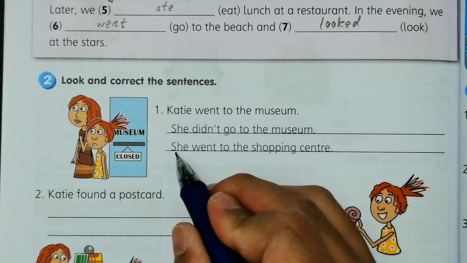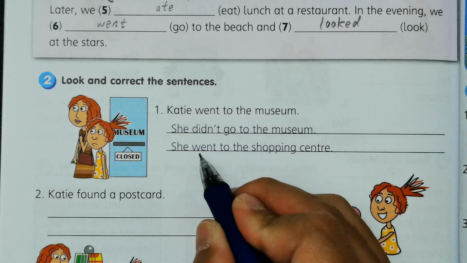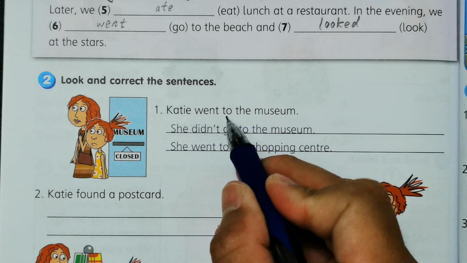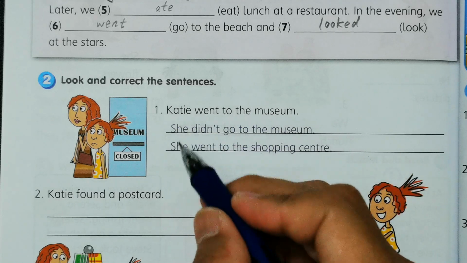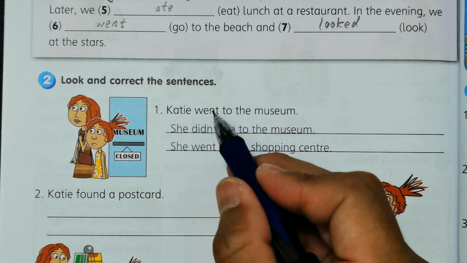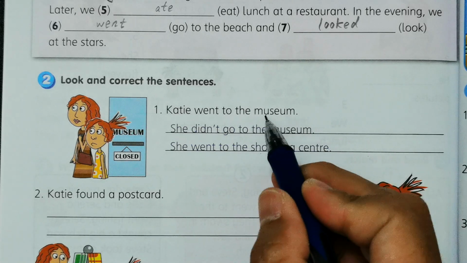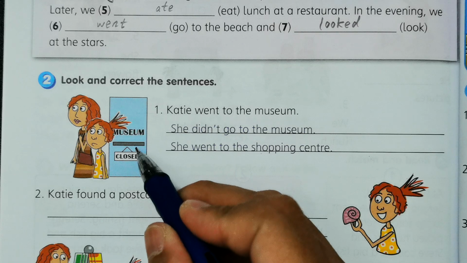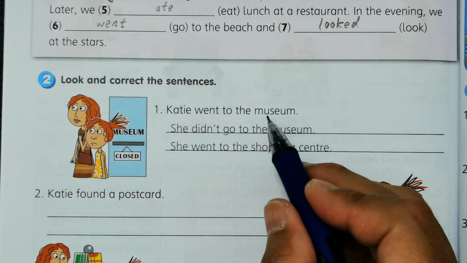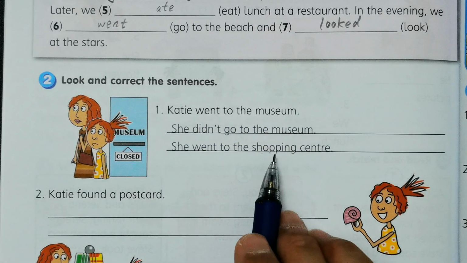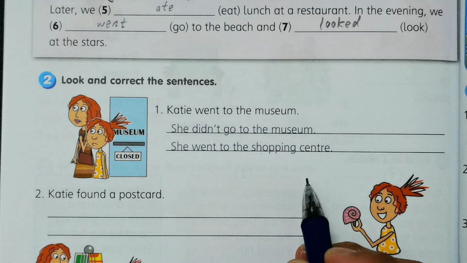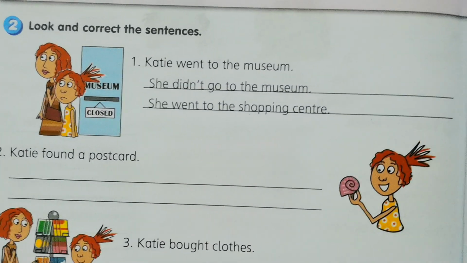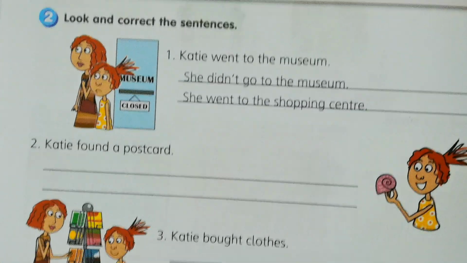And then the next sentence, she went to the... so basically write back these phrases here. So Katie, you use she went to the... this is not museum since the museum was closed. So museum you change to maybe shopping center. And then next, number 2.